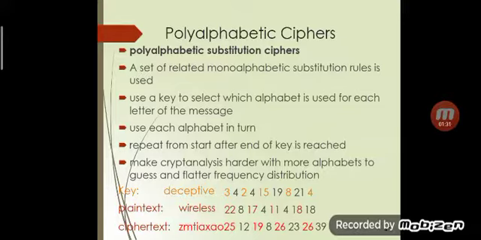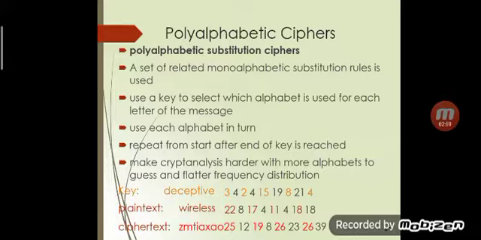Here we take the plain text as "wireless". If our plain text is of 5 letters, we have to consider a 5-letter key. The key and plain text should be the same size. That is the basic rule for polyalphabetic ciphers: the size of the plain text and the size of the key should be the same. Here we use the key "deceptive".